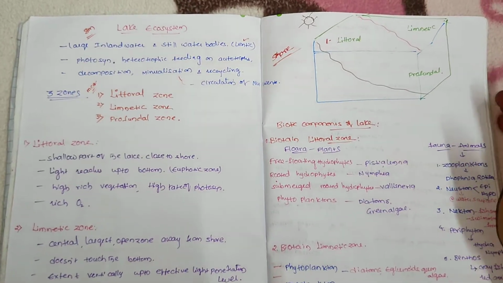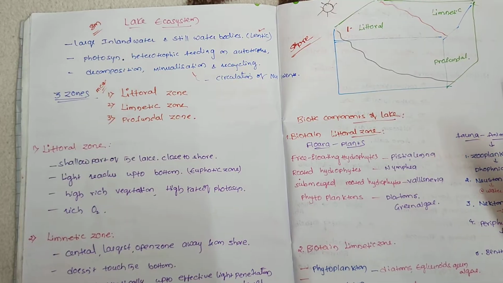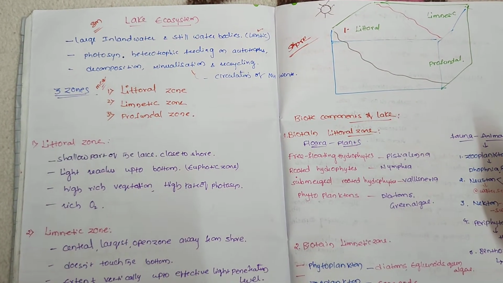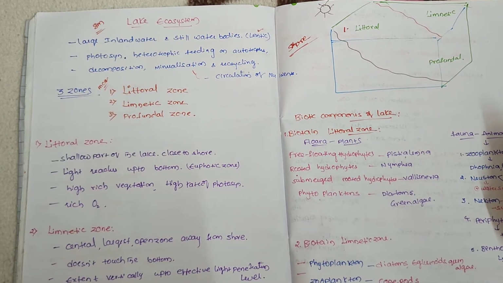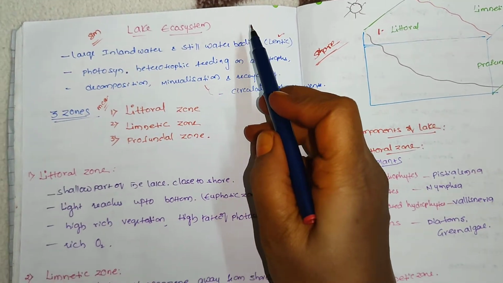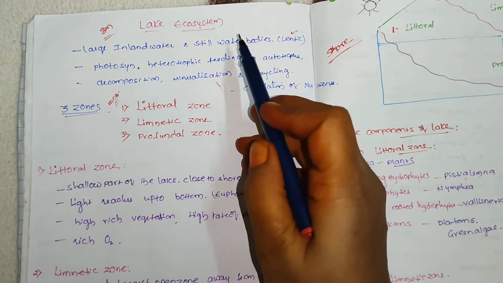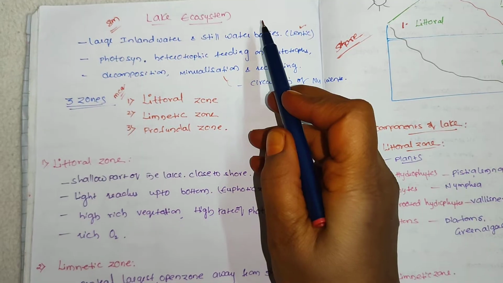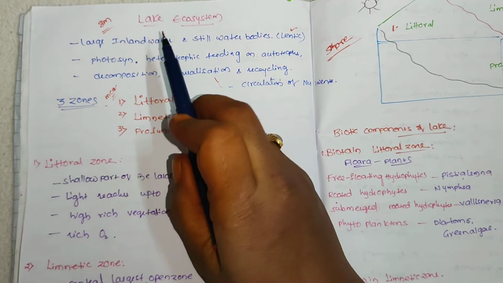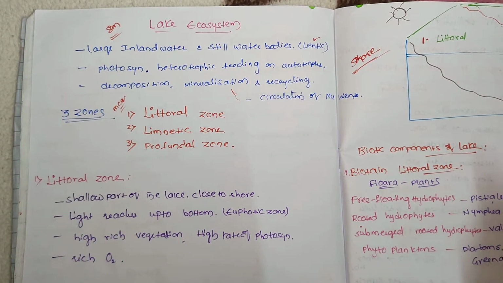Hello everyone, today I am going to explain the lake ecosystem. It is also one of the important long answer questions from the unit Ecology of first year zoology. In the ecosystem we have different types of ecosystems, like terrestrial ecosystem and aquatic ecosystem. In the aquatic ecosystem we have freshwater, marine water and brackish water ecosystems. The lake ecosystem comes under the freshwater ecosystem.